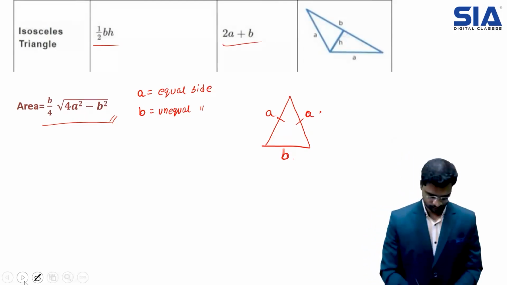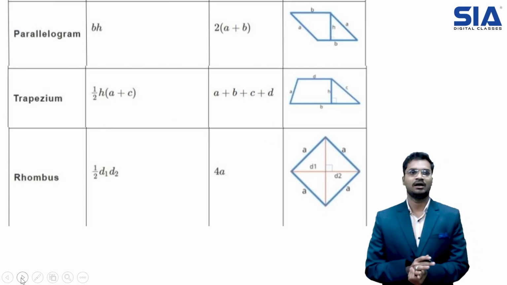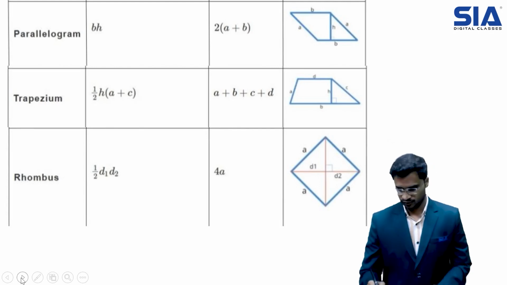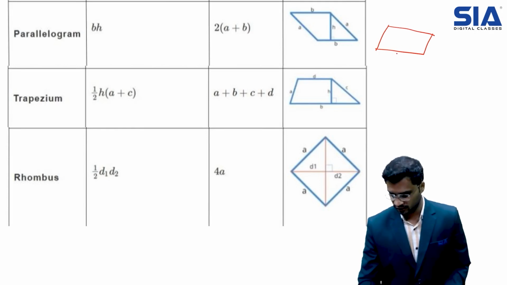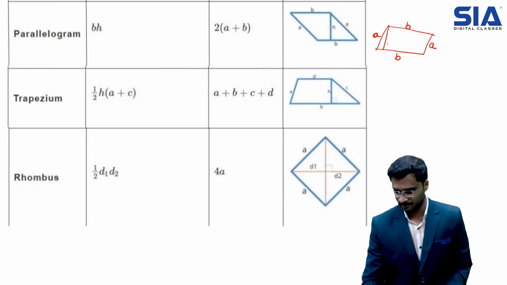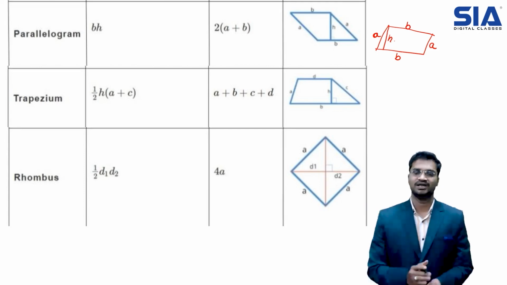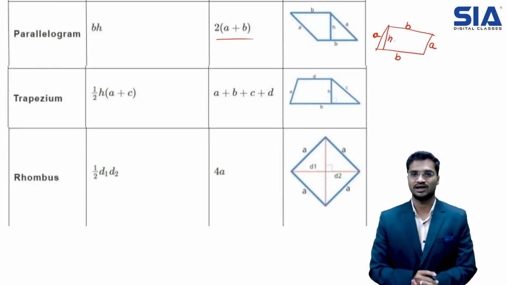Okay. Now coming to the next formulas, which are the parallelogram. The area of a parallelogram is base into height. A parallelogram is where opposite sides are parallel and equal. So if this is B, this is also B, and this is A, this is also A. So the area is base multiplied by height, and the perimeter is 2 times A plus B.